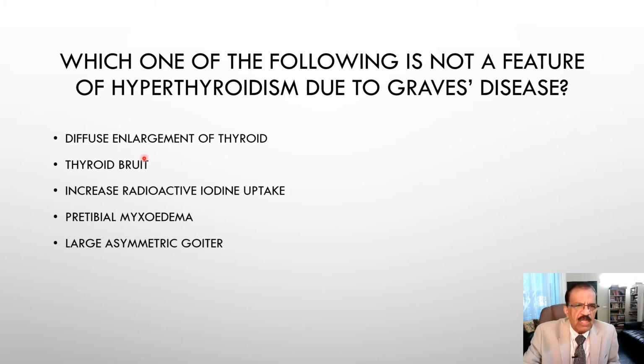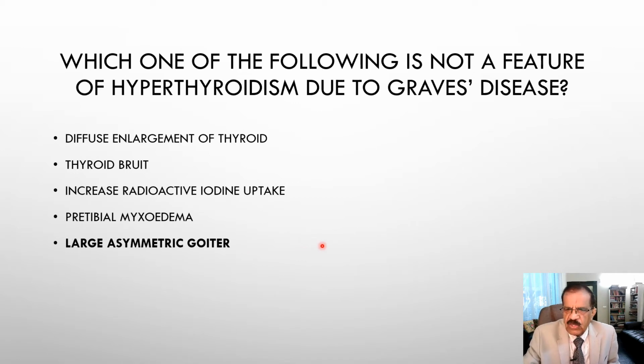What are the features? Diffuse enlargement of the thyroid is not, okay? So you're looking for the feature which is not that of Graves' disease. So diffuse enlargement of thyroid gland, thyroid bruit, increased radioactive iodine uptake, pre-tibial myxedema, large asymmetric goiter. Which one is not a feature of Graves' disease? It's easy, right? Isn't it? Large asymmetric goiter.